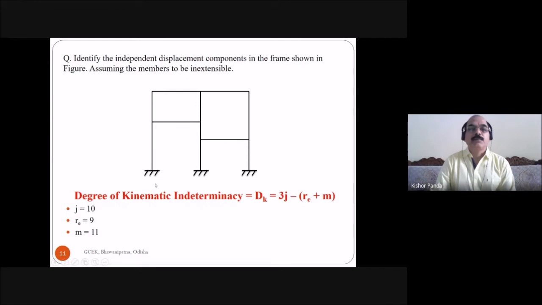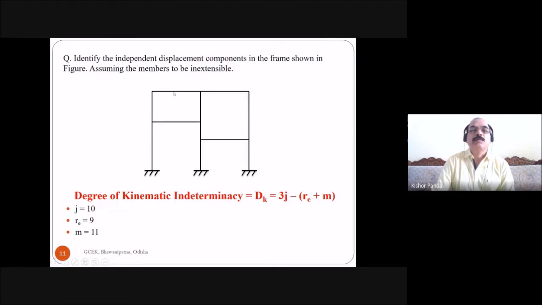Then how many external reaction components are here? This is a fixed support, so here 3 reaction components. And this is also a fixed support, here also 3 reaction components. This is also a fixed support, here 3 reaction components. So the total reaction components is equal to 3 plus 3 plus 3, which is equal to 9. Then how many members are here? First count the vertical members: 1, 2. Here 3, 4, 5, 6, 7.